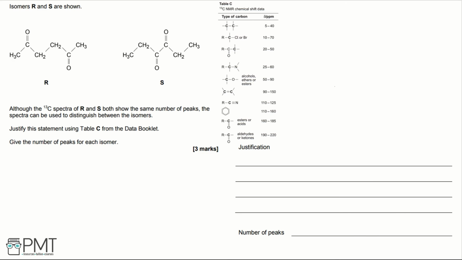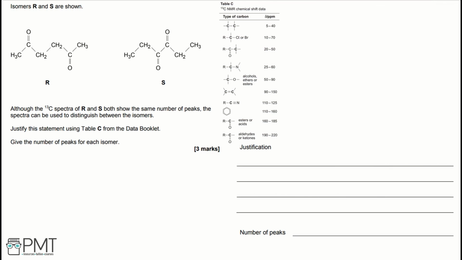Isomers R and S are shown. Although the carbon-13 spectra of R and S both show the same number of peaks, the spectra can be used to distinguish between the isomers. Justify this statement using table C from the data booklet. Give the number of peaks for each isomer. Let's start by working out the number of peaks in R and S.